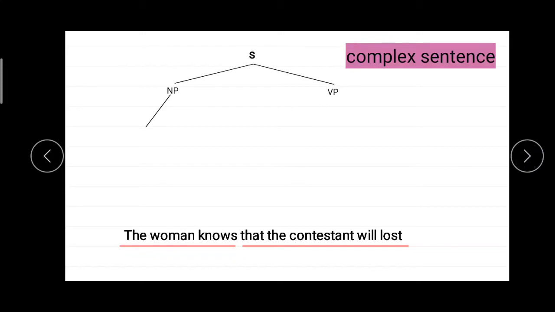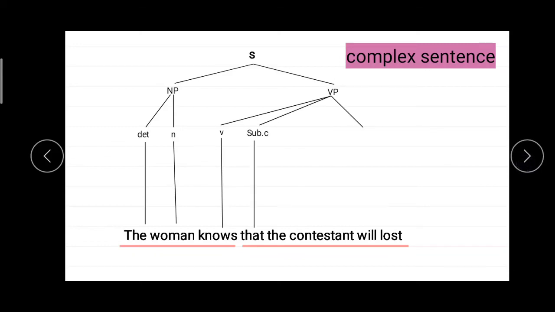The noun phrase consists of determiner the and noun woman. The verb phrase consists of verb knows and subordinate conjunction that. In this verb phrase there is a dependent clause. We can write it by the symbol DC. And this dependent clause consists of noun phrase and verb phrase. The noun phrase consists of determiner the and noun contestant. The verb phrase consists of auxiliary will and verb lose.